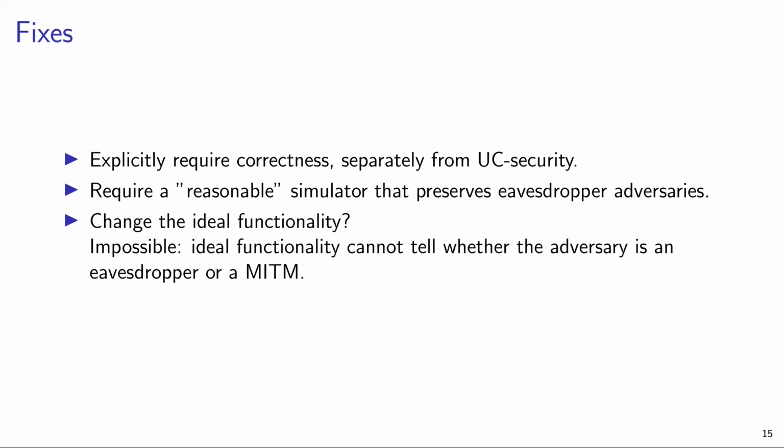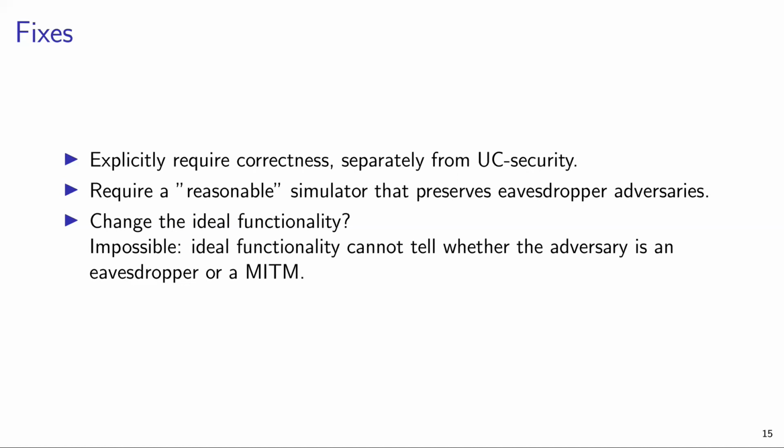Unfortunately, we proved this is impossible to fix just by changing the ideal functionality alone. The ideal functionality has no way to tell whether the adversary is acting as an eavesdropper or a man in the middle. In the latter case, the adversary can corrupt the protocol messages, so the simulator needs the power to make the PAKE output independently random keys. So it needs to be able to output independently random keys if it's a man in the middle.